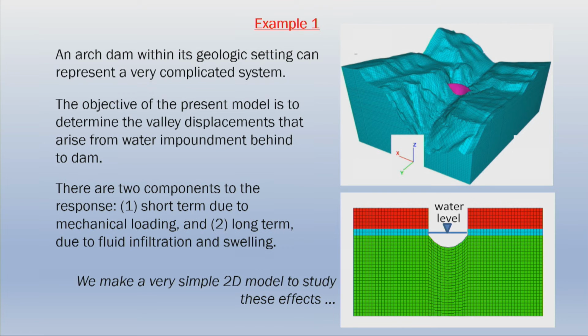Here is something quite complicated, which is an arch dam, and it's usually set in a very complex topological scenario with many faults and joints. There's lots of things you can do with this model, but this particular objective is to determine the valley displacements that arise from water impoundment. So we add water behind the dam and find out what happens to the displacements of the valley. This is actually quite important in a project we're working on, where these are very high dams. This is a 300-meter high dam, so the displacements can be quite large. So we make a very simple model, just a U-shaped valley. I know it sounds very simple, but it gives you some insight.